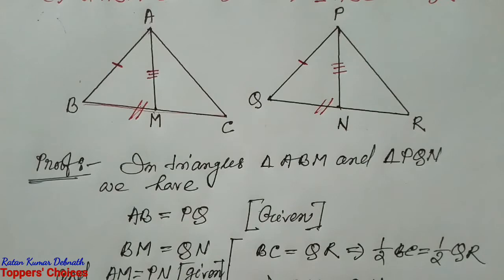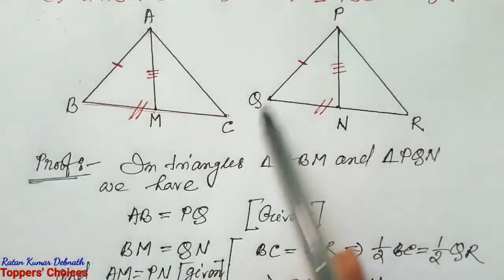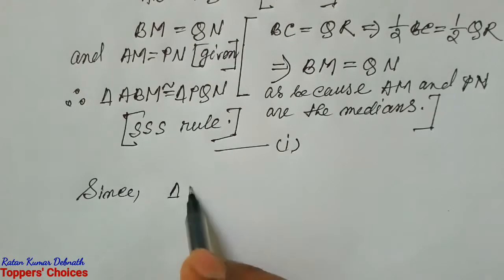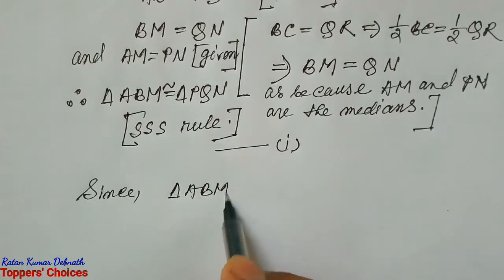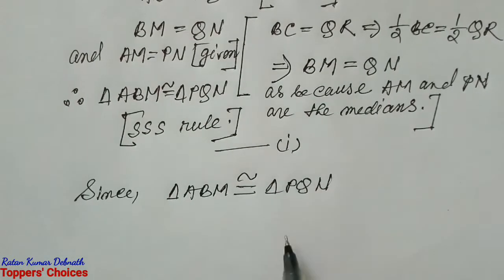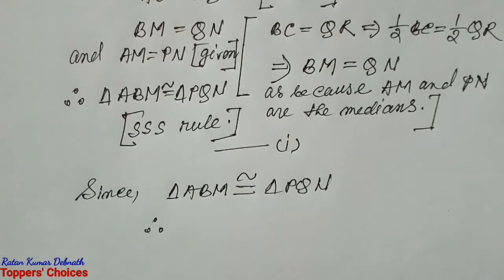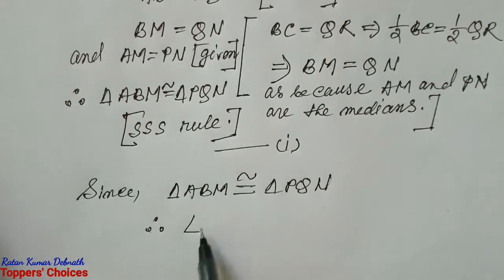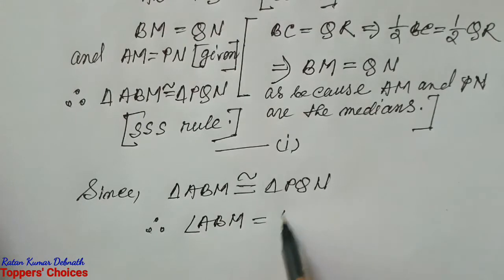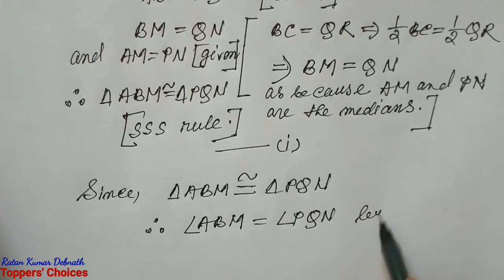Now we are going to prove triangle ABC congruent to triangle PQR. Since triangle ABM is congruent to triangle PQN, which we have already proved here, therefore angle ABM equals angle PQN by CPCT.